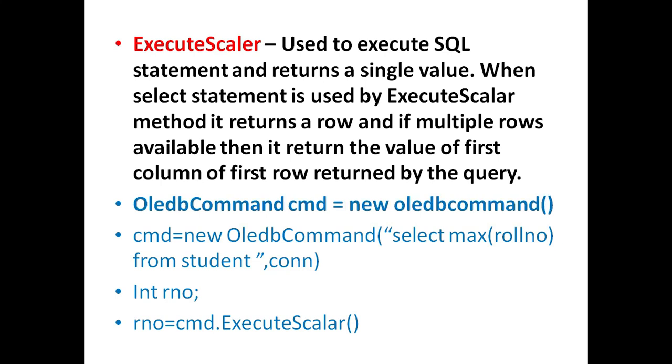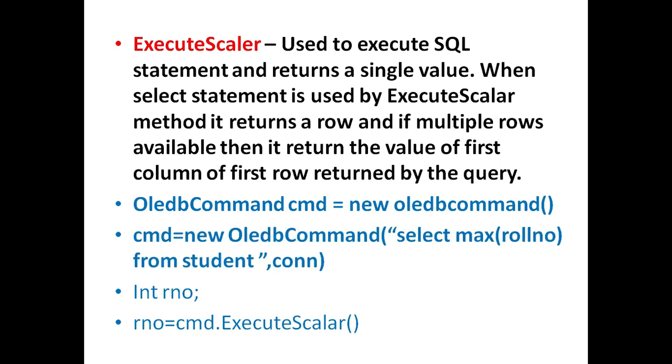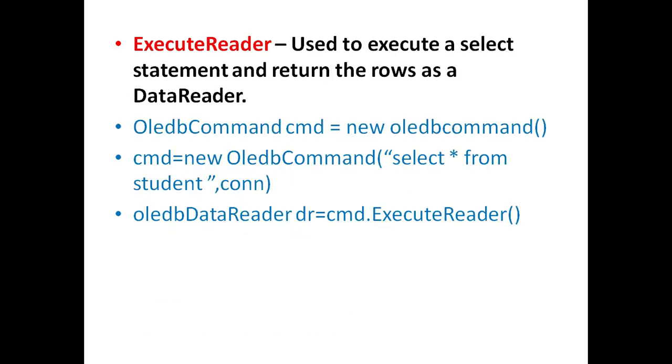For example, here we have created an object for OleDbCommand, and we have given the command as select max roll number from student. It will return the maximum value of the roll number from the student table. To store it, we will define one integer variable rno, and we will store rno equal to cmd.ExecuteScalar. That is, the result of the query, which is the maximum roll number from the student table, is stored in the rno variable.